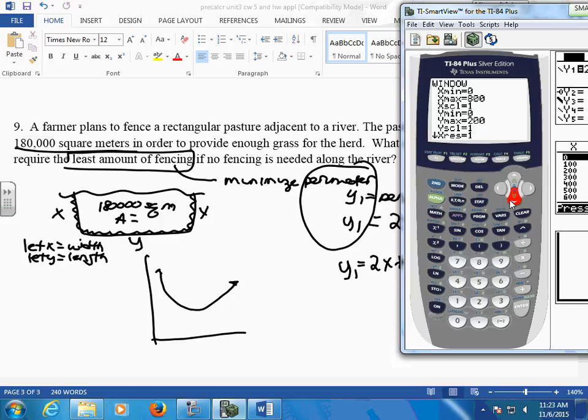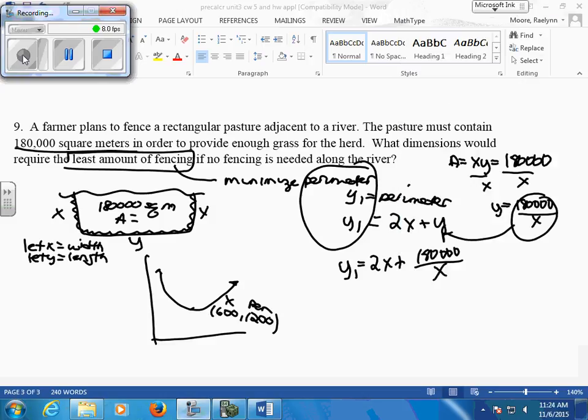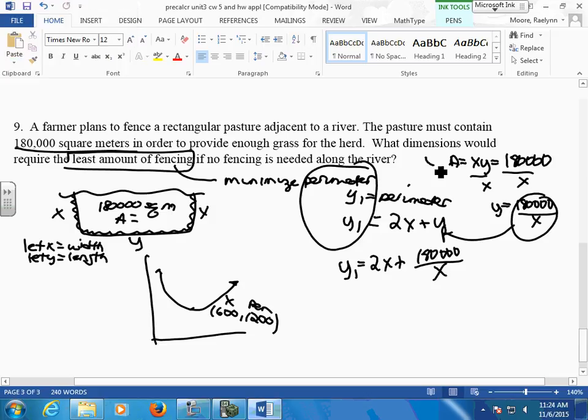My calculator is not very cooperative today. Y equals 2x plus 180,000 over x. Okay. Is this enough for me? I can find my minimum now? Okay, why are you quitting? Why are you quitting? And find my Y. When you take this X, you're going to go back to this equation over here, plug in your X, and get your Y.